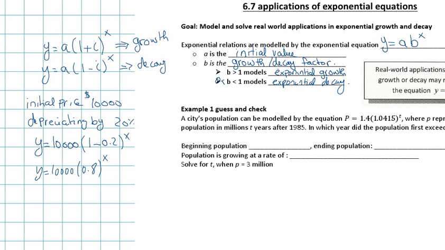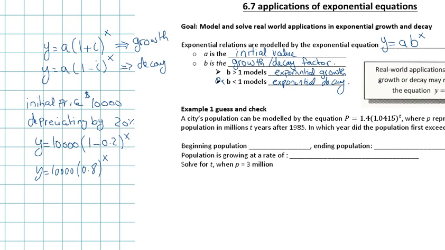So what's your initial value? 10,000. What's your base, b? 0.8. Can you guys confirm that 0.8 is between 0 and 1? Yes, right? 0.8 is a value between 0 and 1. And we said that any value between 0 and 1 is going to be decay. Makes sense, because the price of the car is depreciating. That means it's going to be decreasing. Does it make sense to what's going on?